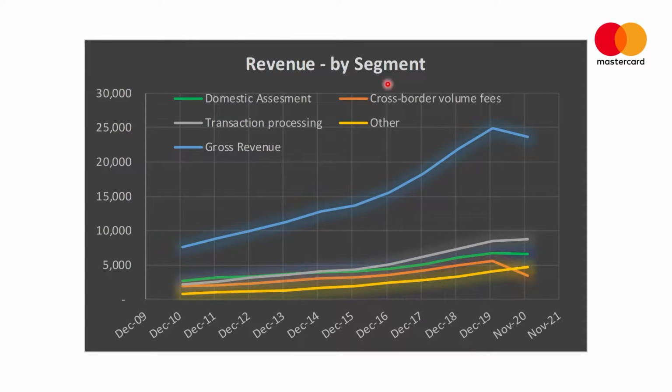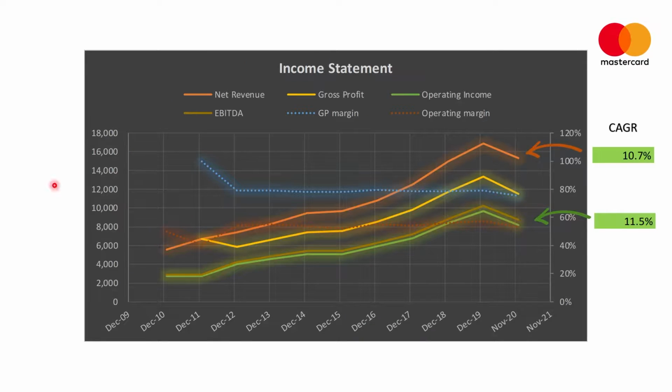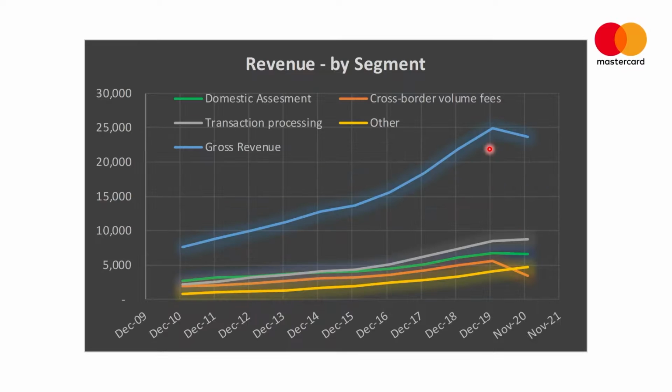If we go to revenue by segment, which are the segments I showed you a couple of slides ago, we have gross revenue, which is without the incentives. As you can see, this number is much larger than the net revenues. Net revenues are at the 16 billion level, and this one is at the 25 billion level. So it's quite a substantial amount of incentives that they have to give.